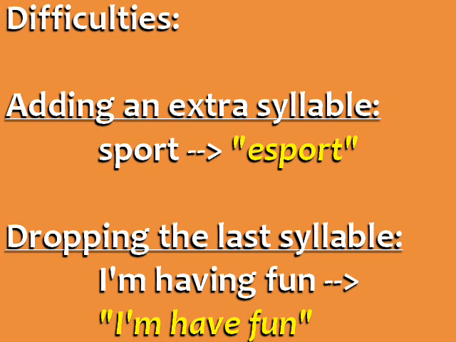Some English students have difficulty pronouncing words with one and two syllables clearly. They either add an extra syllable to one-syllable words, pronouncing sport as esport, or they drop the second syllable of a two-syllable word. I'm having fun becomes I'm have fun.